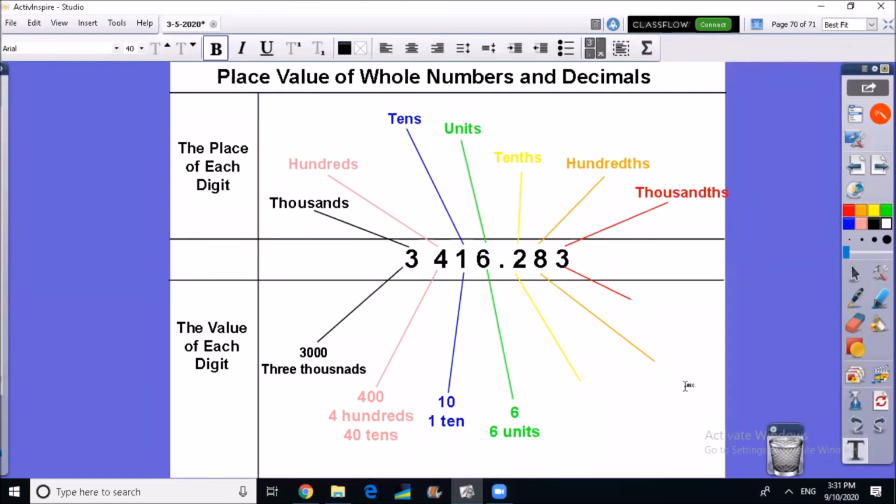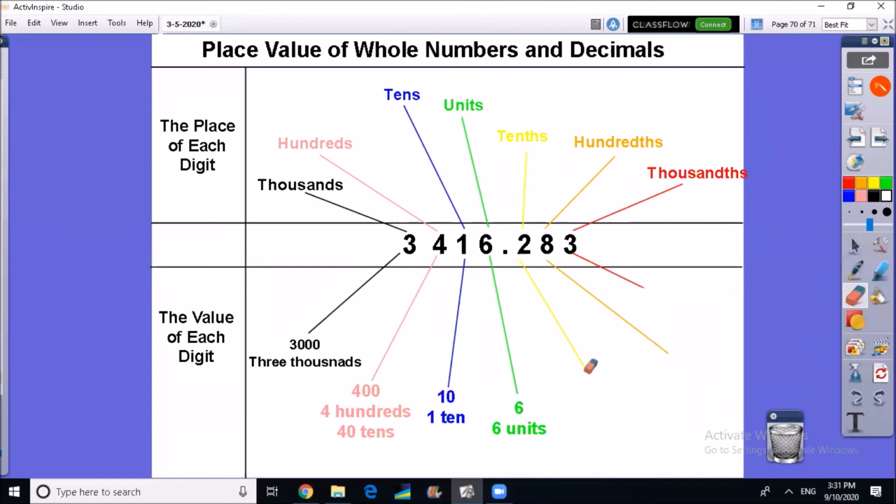All right, what about after the decimal point? 2 tenths. What is the meaning of 2 tenths? You can write it in words, as a decimal, or as a fraction. 2 tenths means 0.2, or as a fraction, 2 over 10. 8 hundredths is 0.08. It's the second digit after the decimal point, so it's 8 hundredths, 0.08. Or as a fraction, 8 over 100.